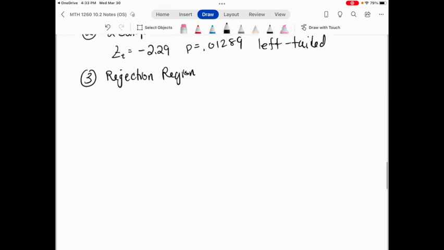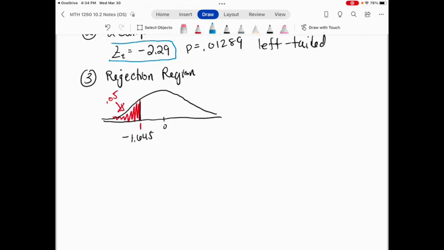Okay, in step 3, we're going to use rejection region. Here's our picture. We're doing left tail, so I'm looking to see that this area under the graph is 0.05, and I'm looking for that cutoff point. Because we're using z-test, we're going to use inverse norm to figure out what that cutoff point is, and we're going to find that that cutoff point is negative 1.645, and then here's 0 here.